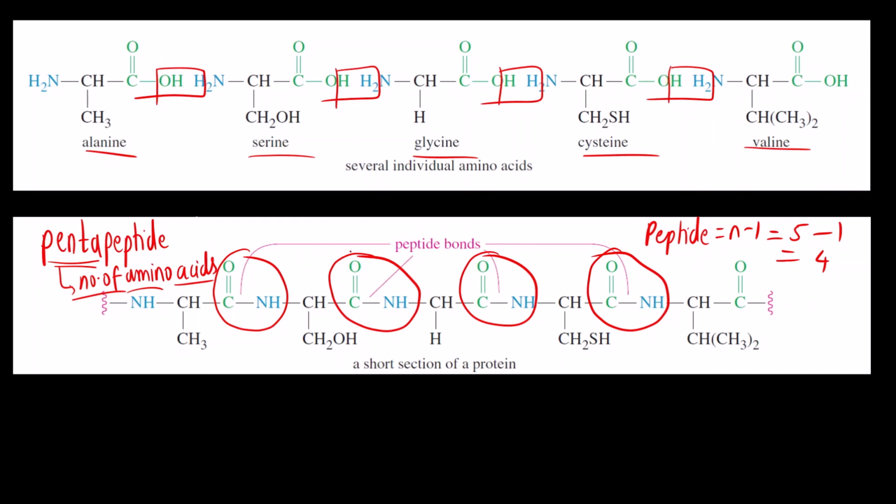If I want to write down the name, first it is alanine. Alanine is ALA. Then we have serine. Serine is SER. Glycine is GLY. Cysteine is CYS. Valine is VAL. So this is the 3-letter name for this pentapeptide. So this is the end of this.